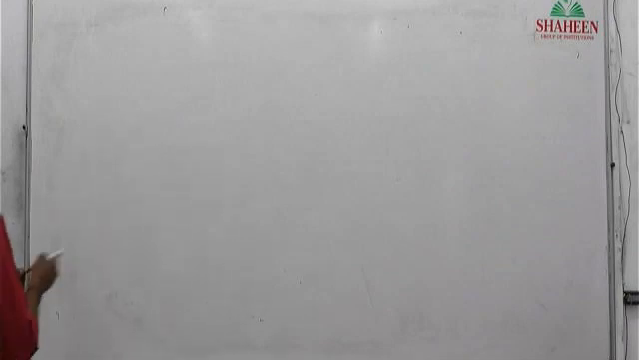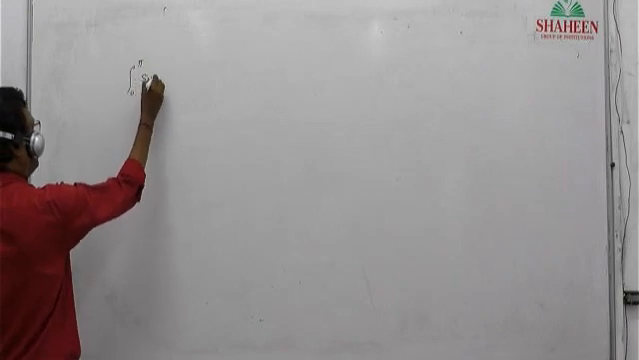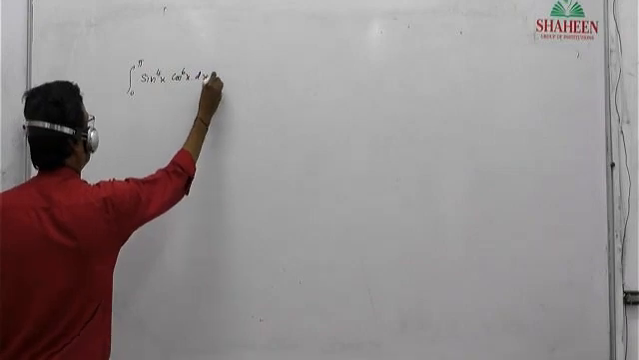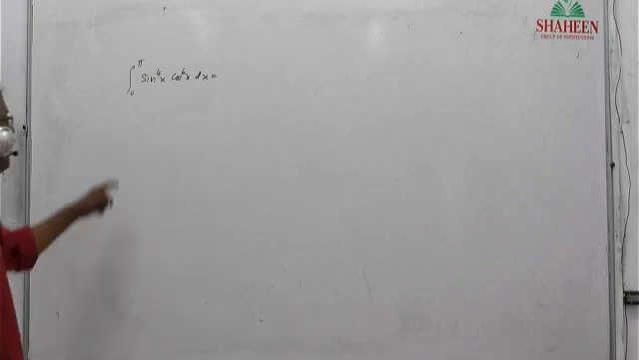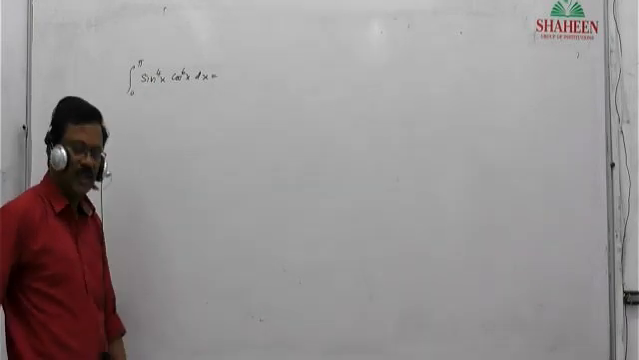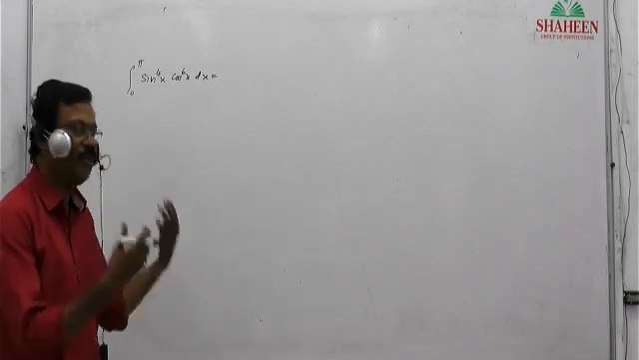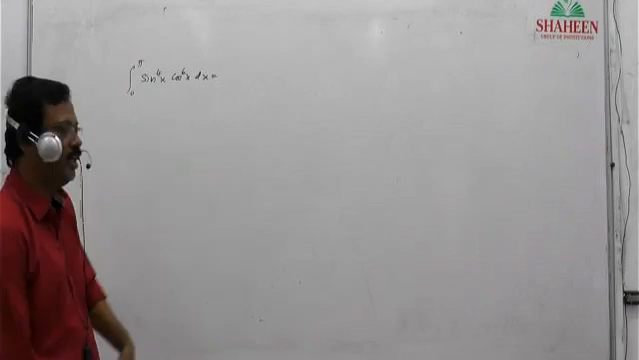Now integral 0 to pi sine power 4 cos power 6x. What about this integral? Don't apply the reduction formula. Why won't we apply the reduction formula? Because the limits are not from 0 to pi by 2. That's why we won't apply it directly. Make it 0 to pi by 2, then only apply the reduction formula.